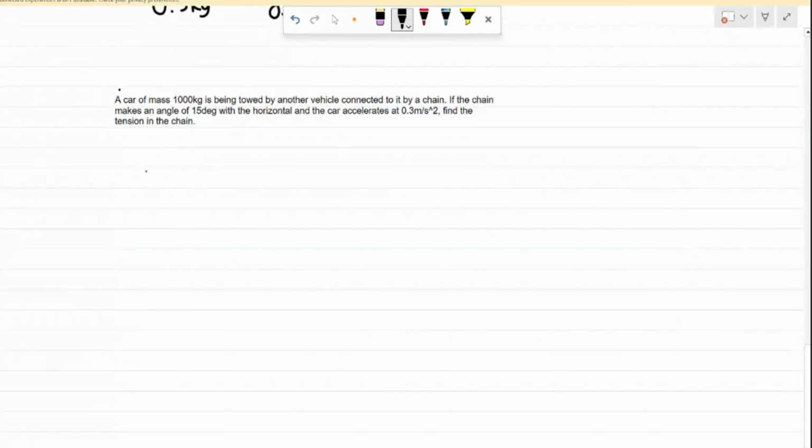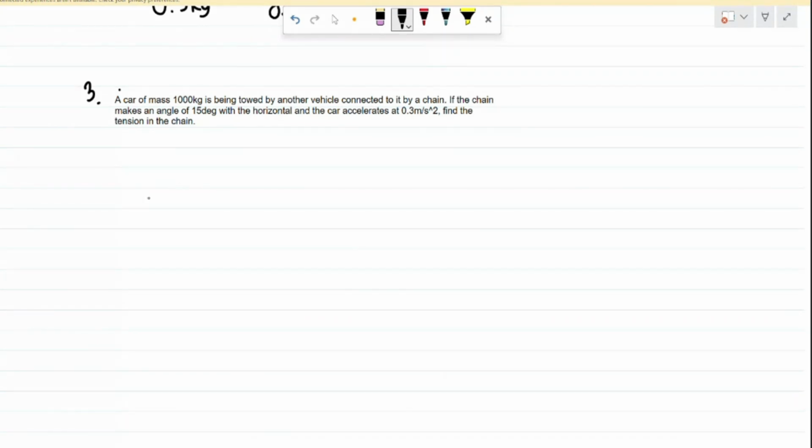Okay, so question number 3. A car of mass 1,000 kilograms is being towed by another vehicle connected to it by a chain. If the chain makes an angle of 15 degrees with the horizontal and the car accelerates at 0.3 meters per second squared, find the tension in the chain.